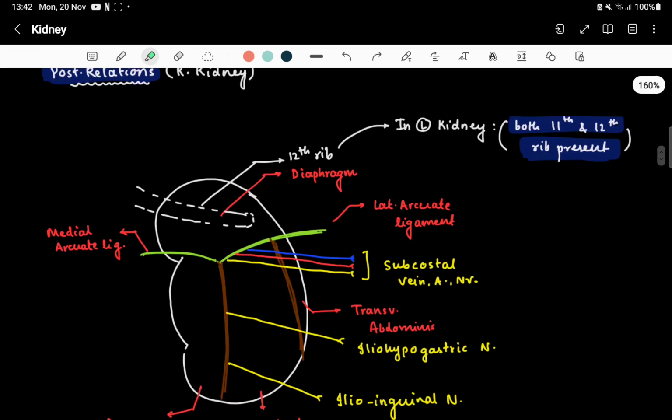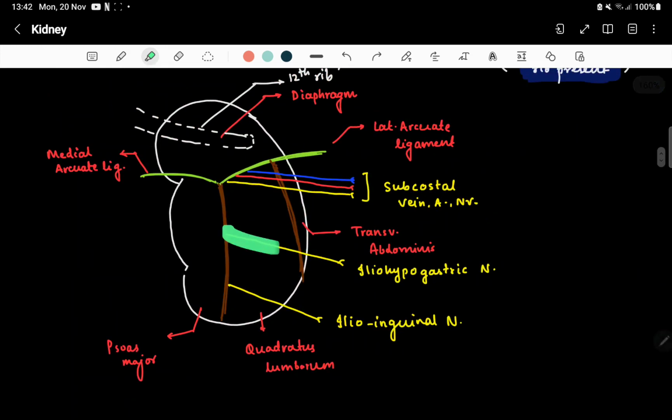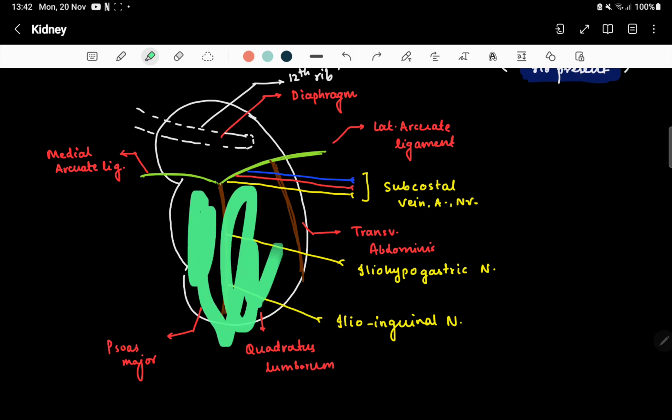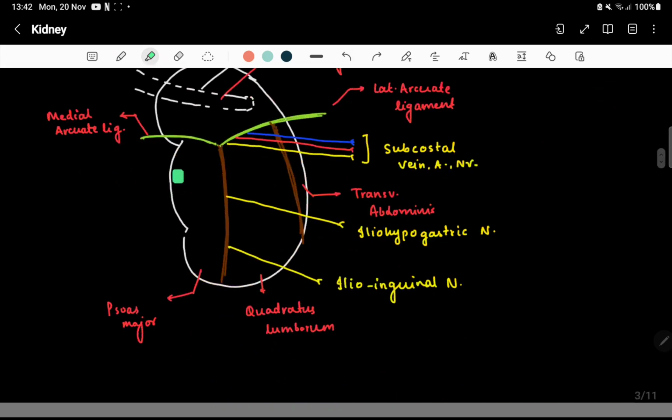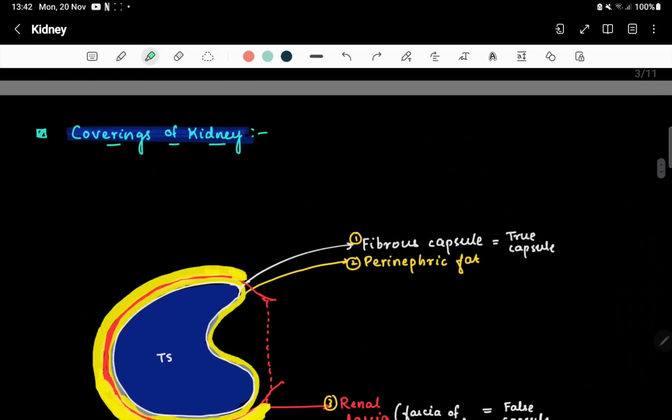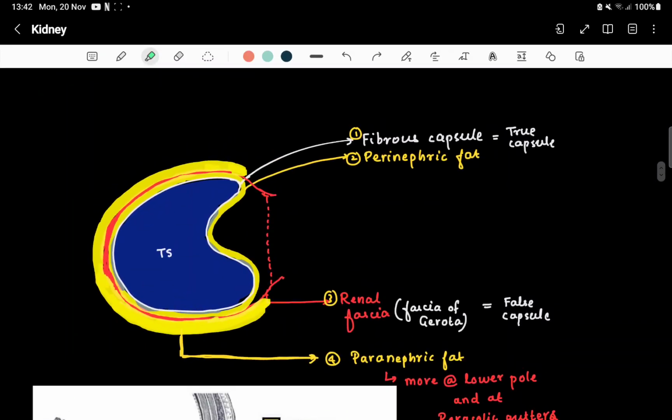iliohypogastric nerve and the ilioinguinal nerve, which are also forming a relation. This is the iliohypogastric nerve, this is the ilioinguinal nerve. Okay, and the psoas major, quadratus lumborum and the transverse abdominis, these three muscles are forming the posterior relations of the kidney. Talking about the coverings of the kidney, what are the coverings of the kidney?